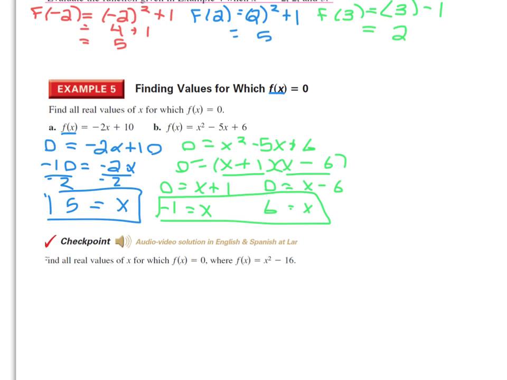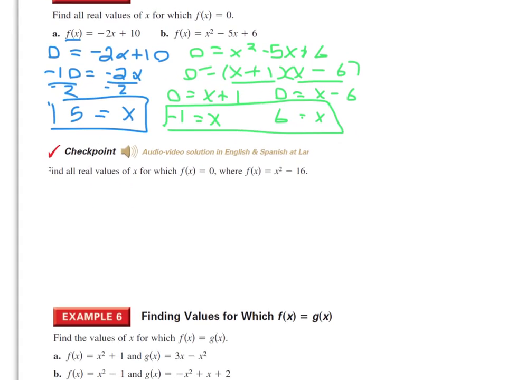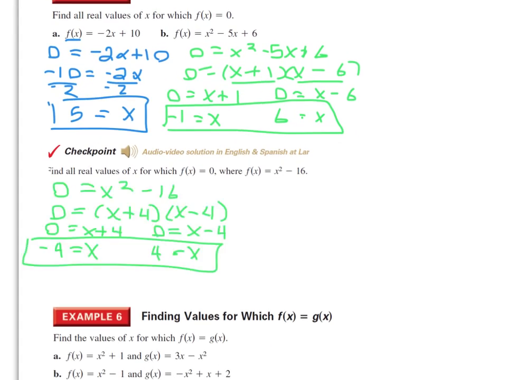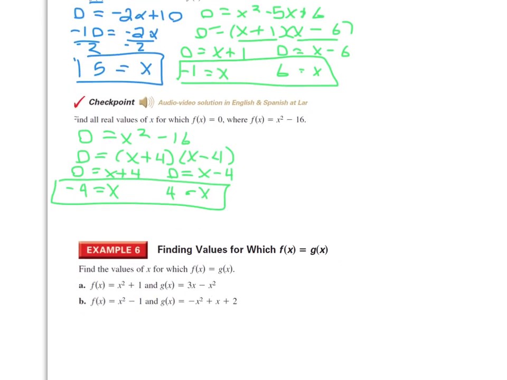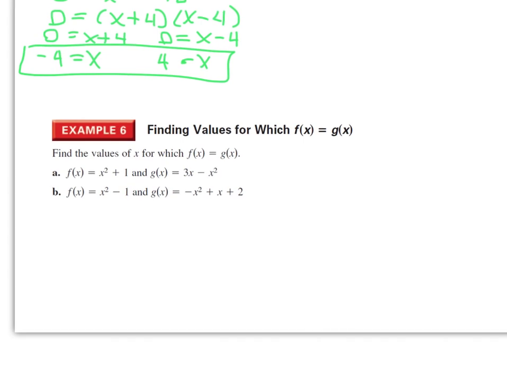Go ahead and stop and give it a go. All right, here's the answer. Okay, let's move on to example 6. Find the value of x for which f of x is equal to g of x.